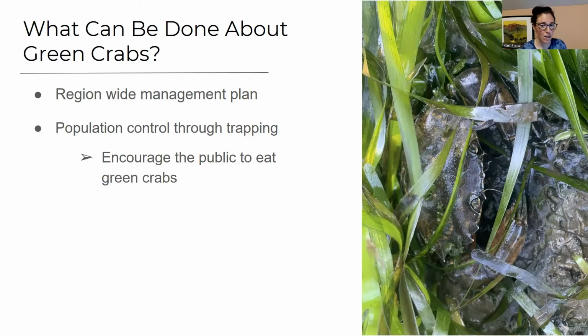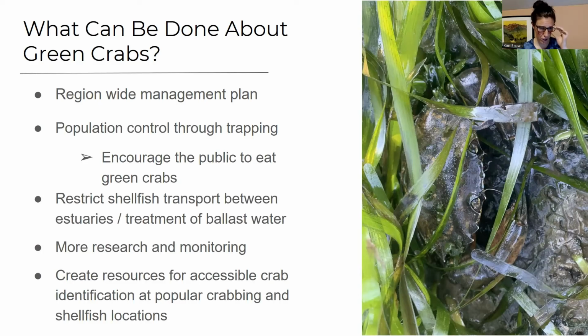Another potential strategy is restricting shellfish transport between estuaries, and treating ballast water. So I had mentioned before that boats have often been a huge vector for green crabs, and humans in general are often the cause of introducing new invasive species. So we do have, I believe, restrictions already in place on shellfish transport between states, but making that even more aggressive with a little bit more restriction even between estuaries.